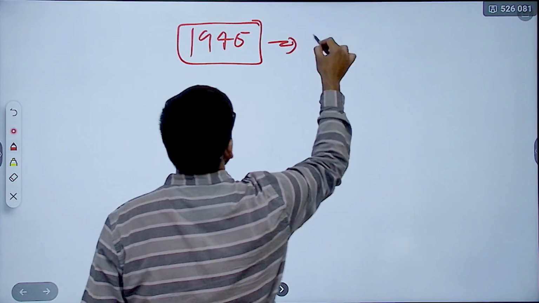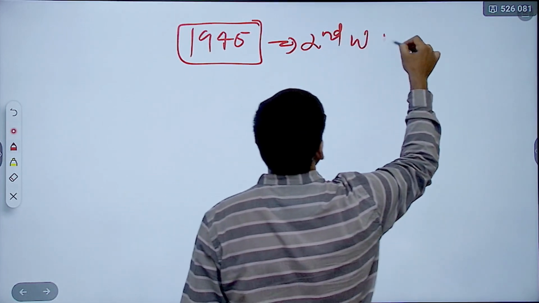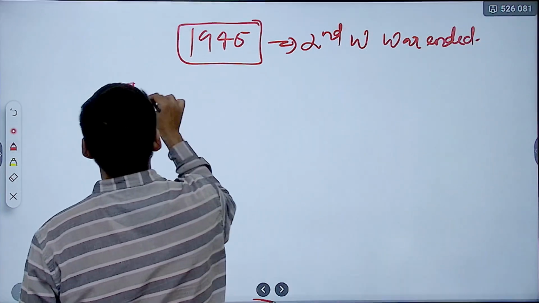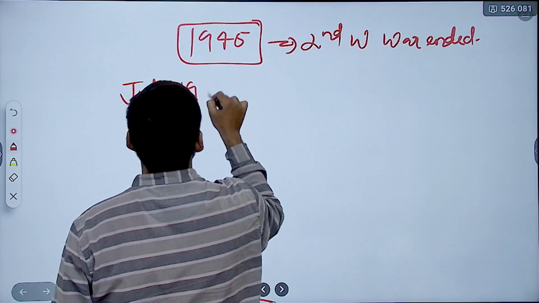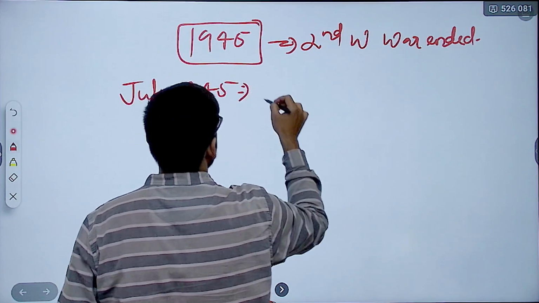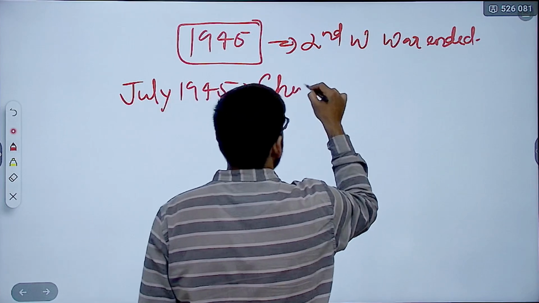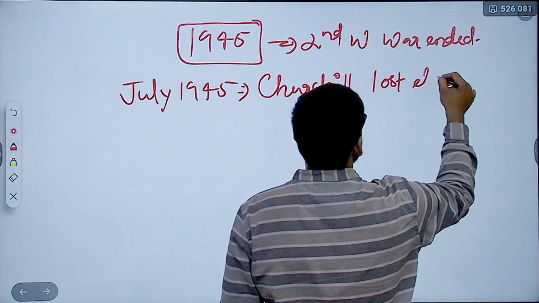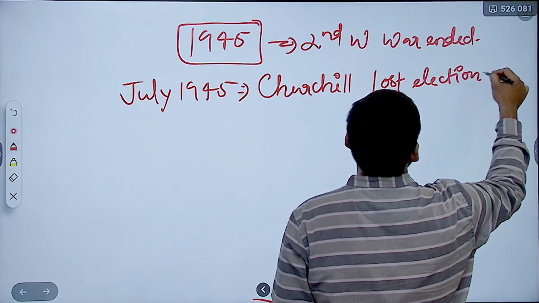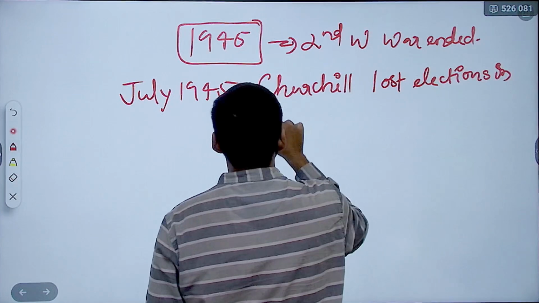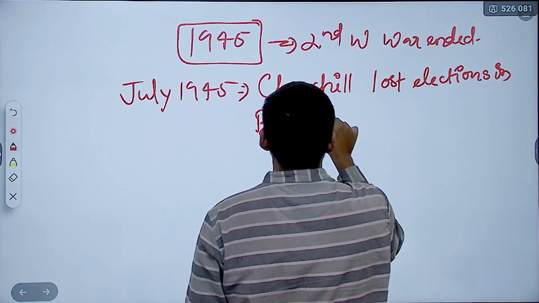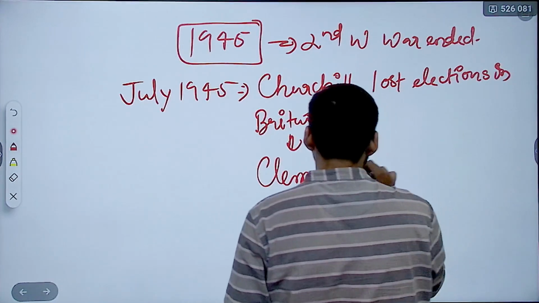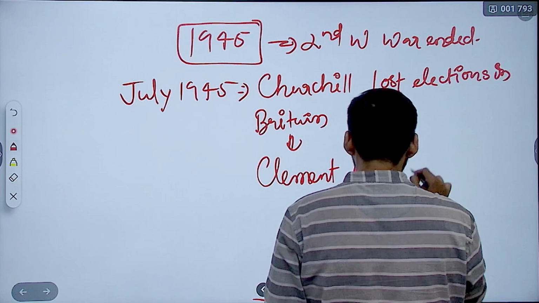ठीक है. Now, अब सिचुएशन क्या है, 1945, the Second World War ended. In July 1945, Churchill lost the election in Britain, है ना. And Clement Attlee comes to power.